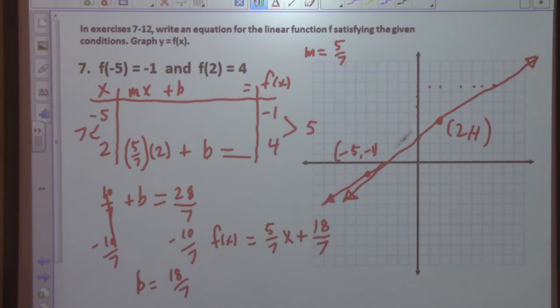But see, that's kind of a check on your work. So now we know this is a good equation. And where else could you check? You could check the second point too, couldn't you? Yeah. But this will be good.